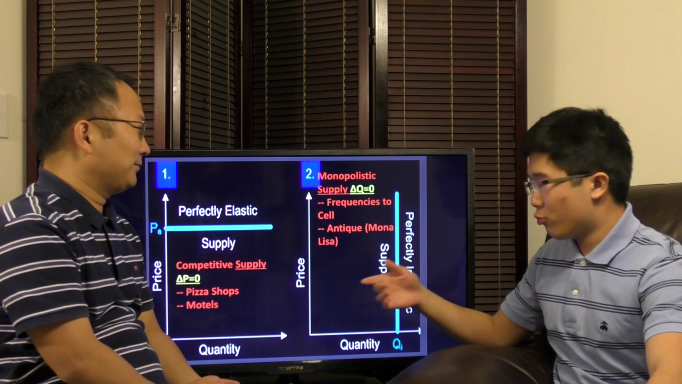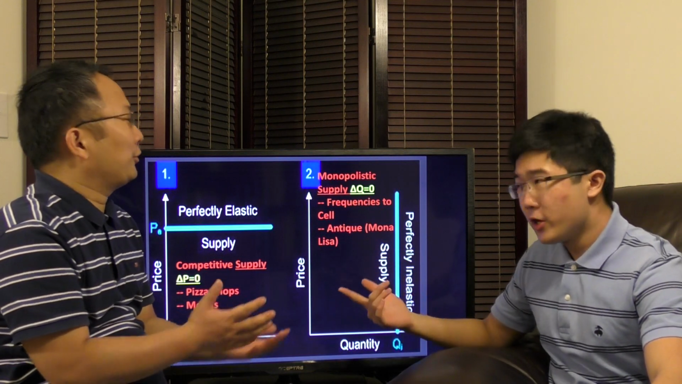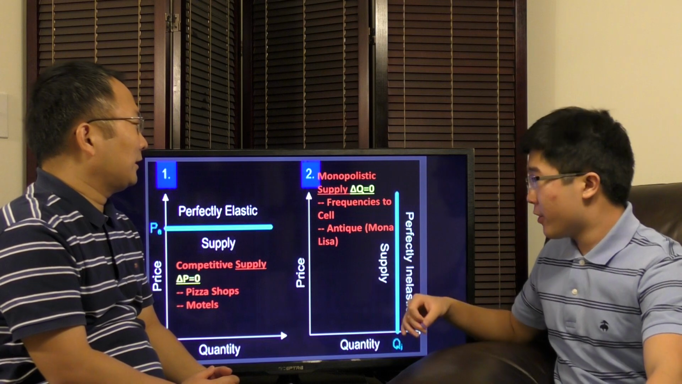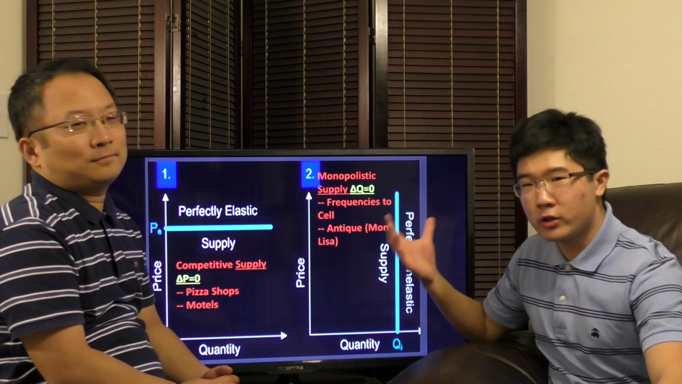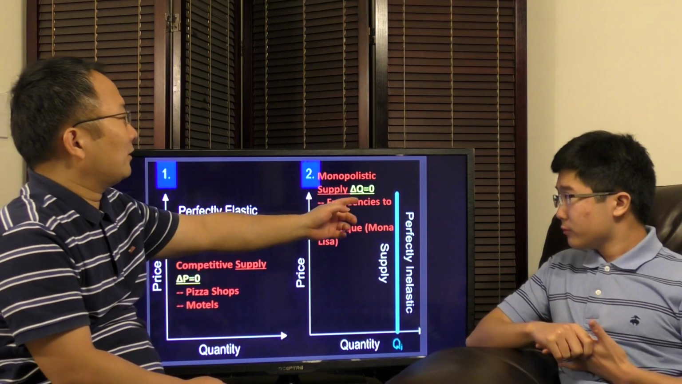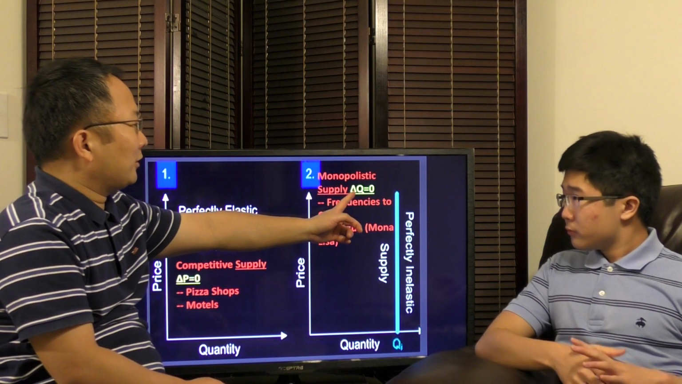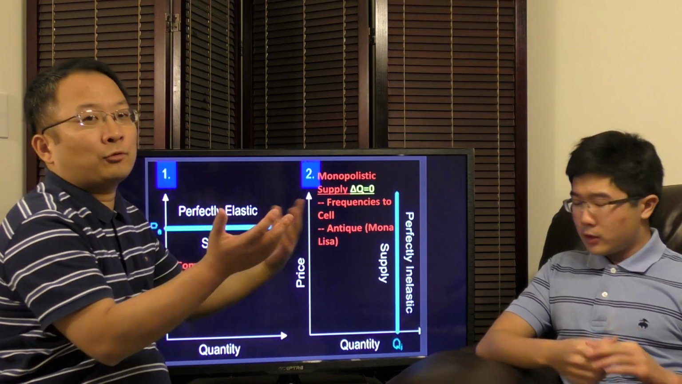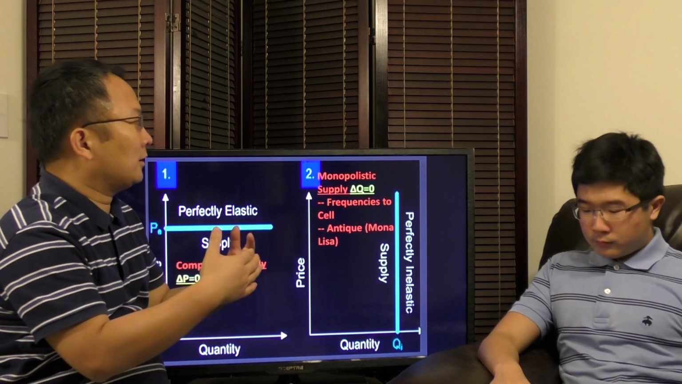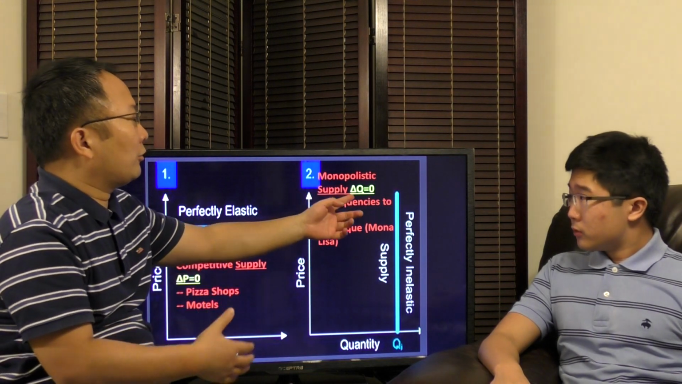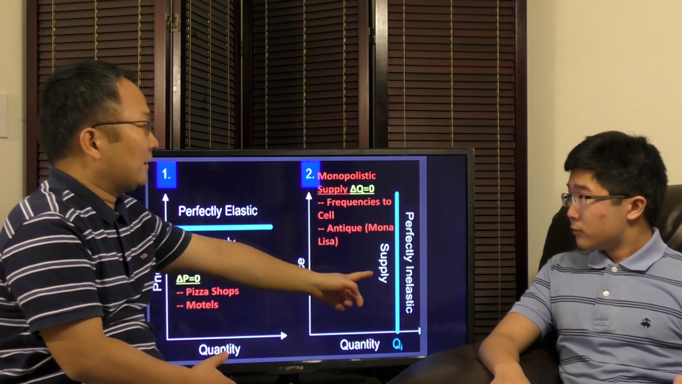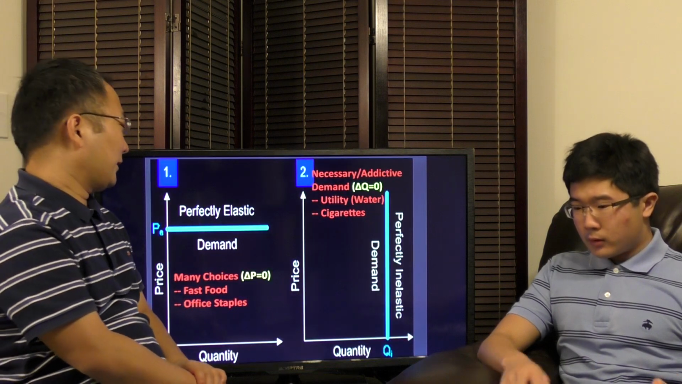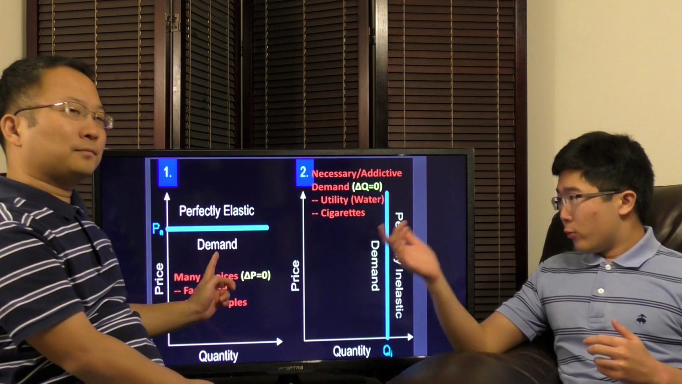Antiques such as the Mona Lisa: there's only one original Mona Lisa in the world. The quantity is fixed no matter the price. There's really no flexibility at all because there's literally only one Mona Lisa. So that means the numerator, delta Q, almost equals 0. No matter how big delta P is, we always have the elasticity equals 0. So, inelasticity.